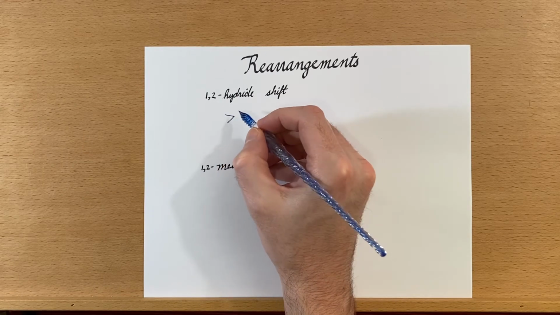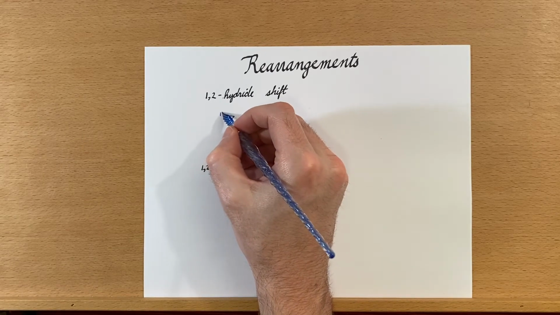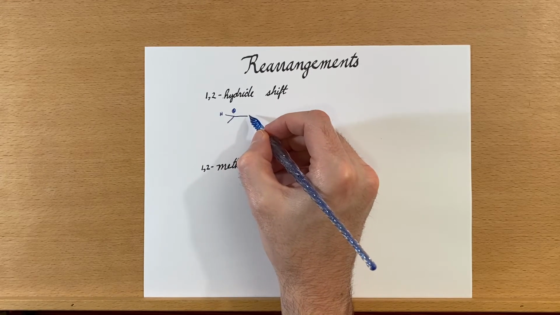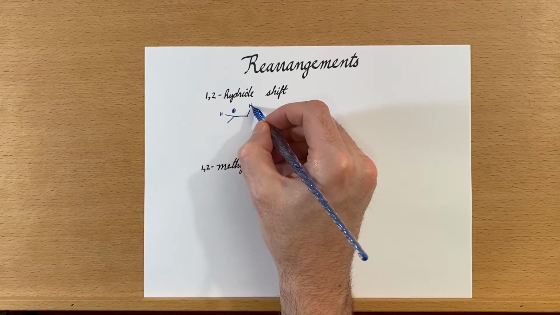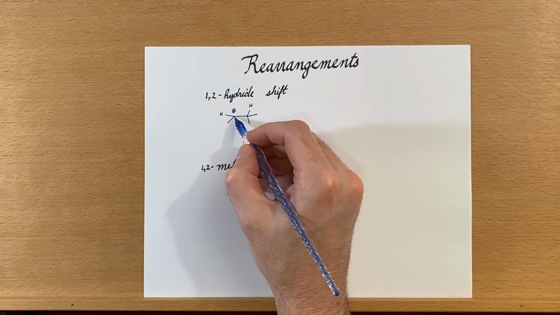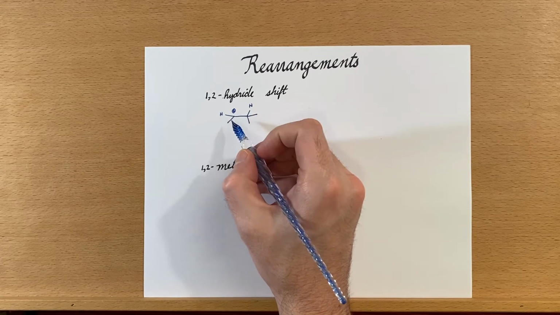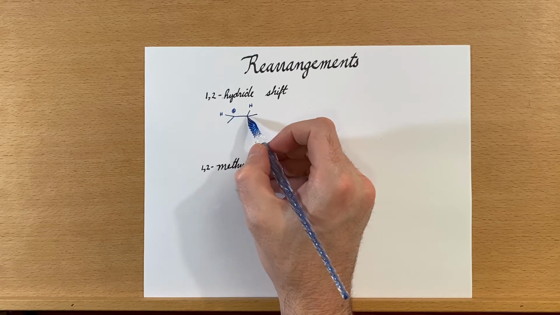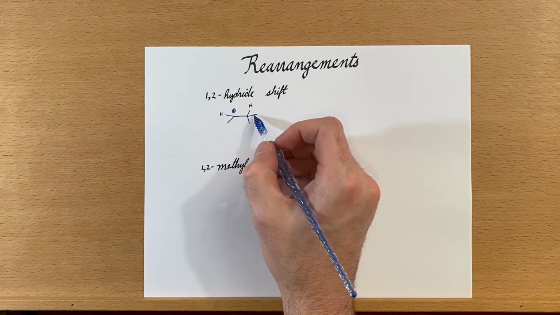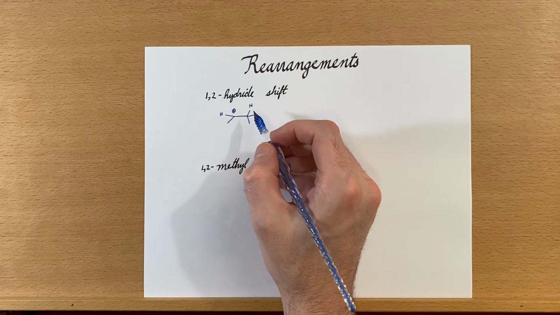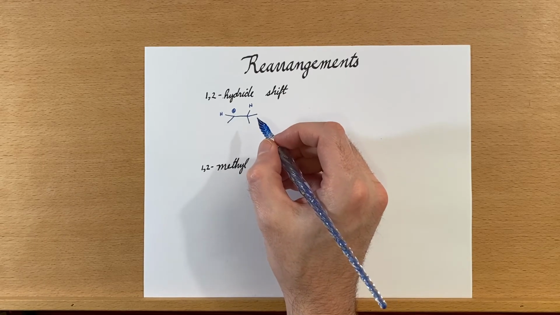So we have hydrogen here, and we have a positive charge. Now, this positive charge is located on a carbon that is secondary, and we have a tertiary carbon right next to it. And it's a little bit more stable if we have 3 carbons around a positive charge rather than just 2. So we could have a hydride shift.